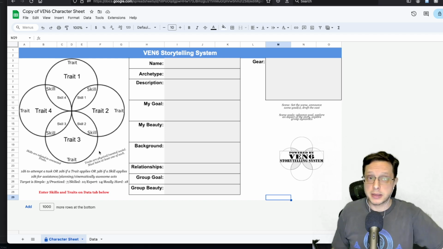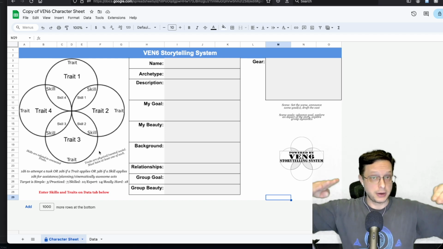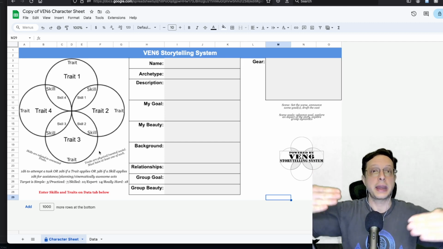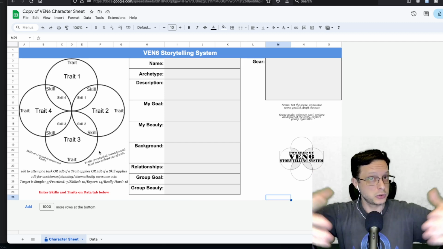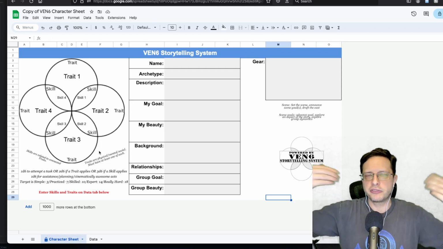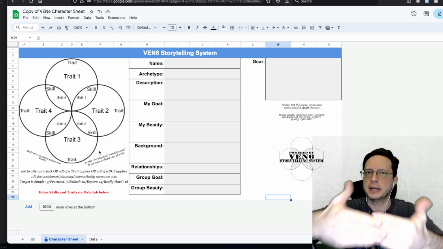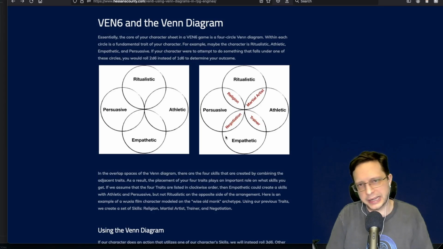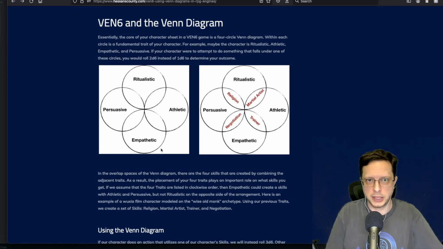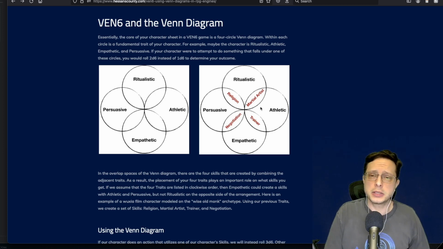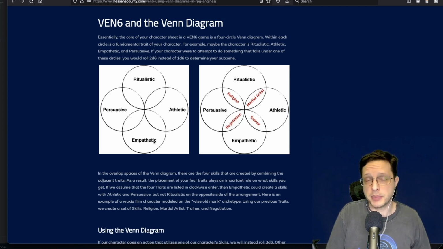As you can probably imagine, since it's a Venn diagram, we have overlap. Whenever you have an area of overlap between 2 of your traits, this refines your character's abilities to the point where we develop a skill. Over here in the blog, I built at least the traits and skills for a character, just to give you an example. As you can see, we have a character who is persuasive, ritualistic, athletic, and empathetic.